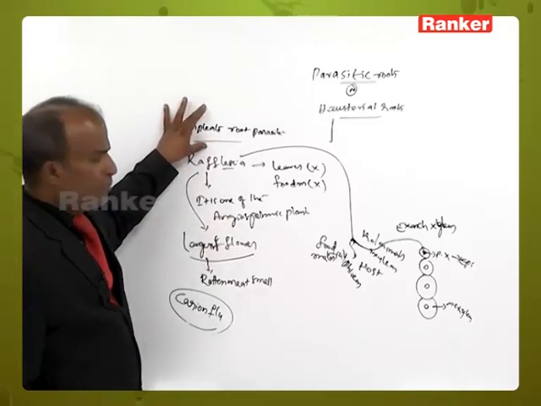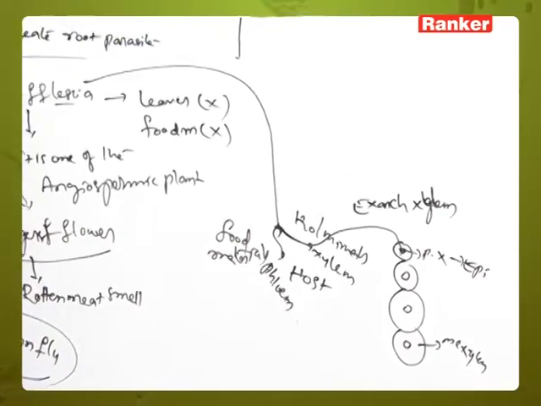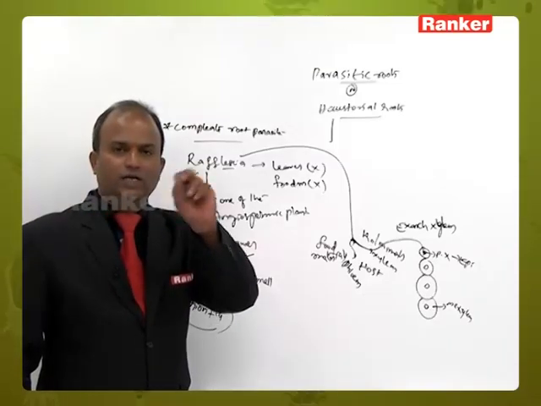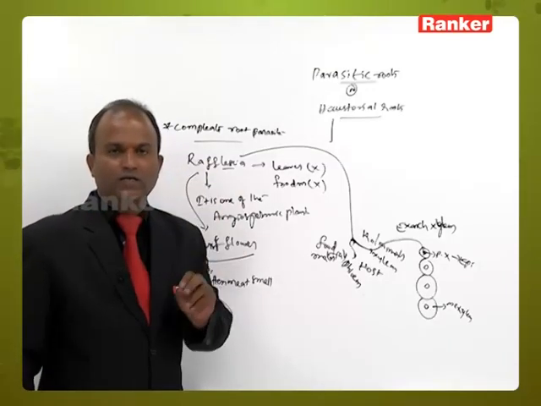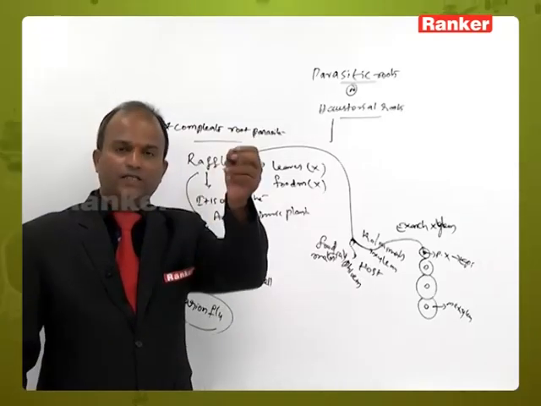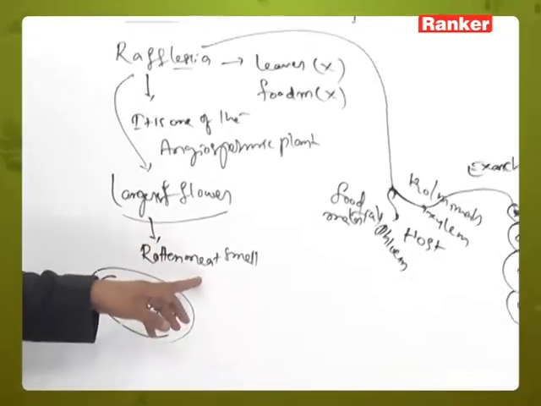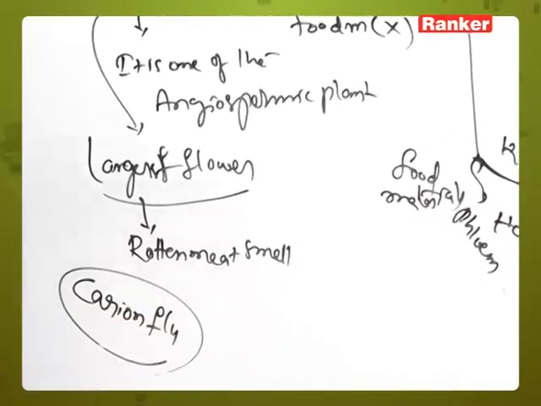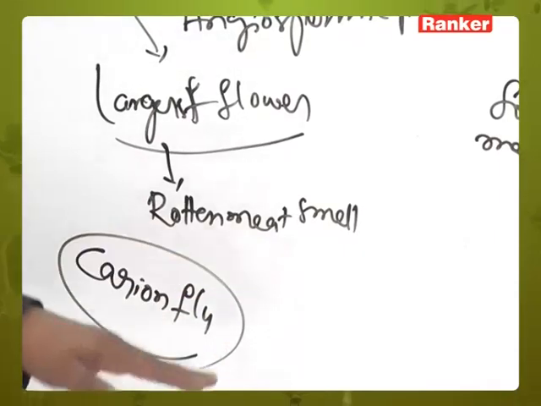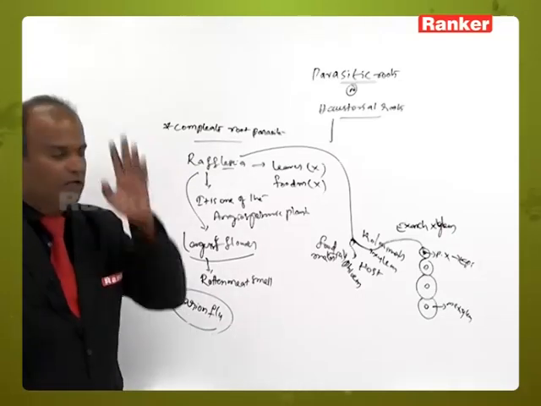Once again, complete root parasite is Rafflesia, one of the angiospermic plants. It produces the largest flower, but Rafflesia is not called the largest flowering plant; that is a wrong option. But it produces the largest flower, which is the correct option. It gives a bad odor, a rotten meat smell, which attracts the carrion fly, due to which pollination occurs.